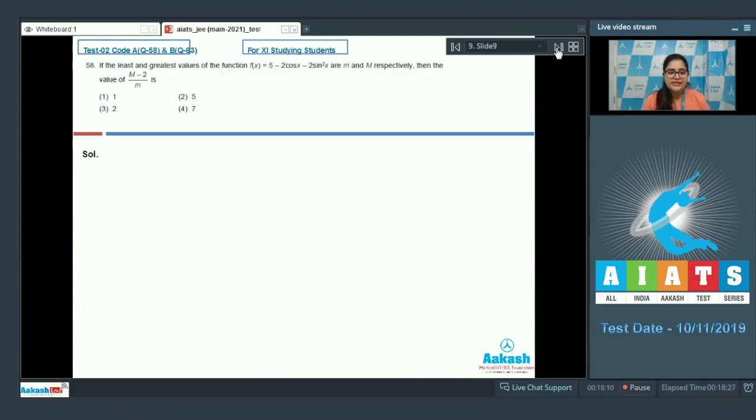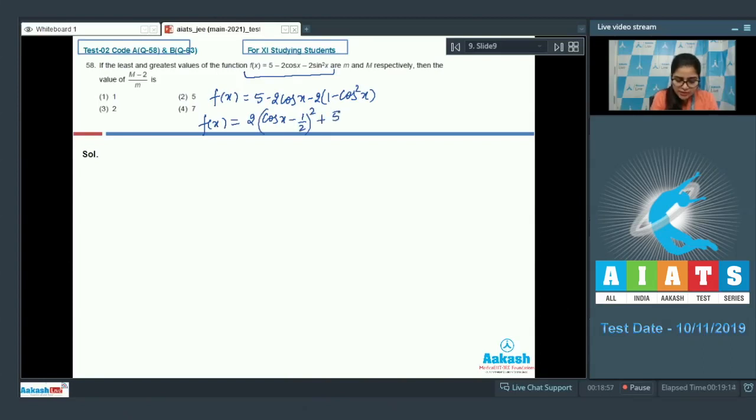Question number 58. If the least and greatest values of the function f of x is equal to 5 minus 2 cos x minus 2 sin square x are small m and capital M respectively, then find the value of capital M minus 2 divided by small m. So first of all, rearrange your given function, which is f of x is equal to 5 minus 2 cos x minus 2 times (1 minus cos square x). f of x is equal to 2 times (cos x minus half) whole square plus 5 by 2. This is your function after rearranging.